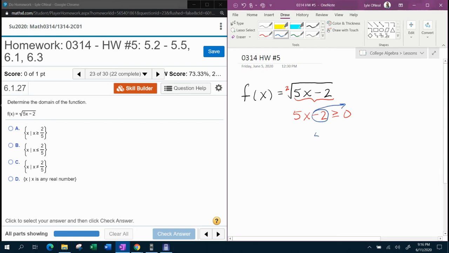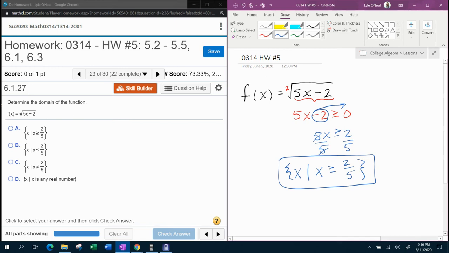So moving the 2 over, 5x is greater than or equal to 2. Divide both sides by 5. This says that x has to be greater than or equal to 2/5. So if I'm going to write that in set notation, I need to add the braces. And remember the brace says the set of all x such that x is greater than or equal to 2/5. That is set notation, which is the way the answers are written.